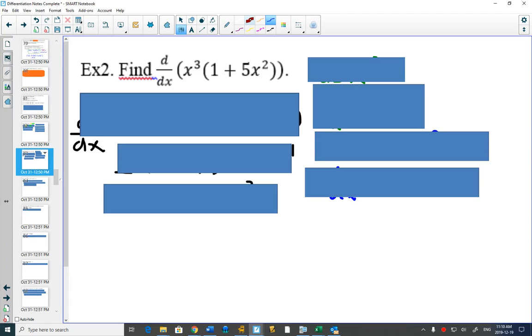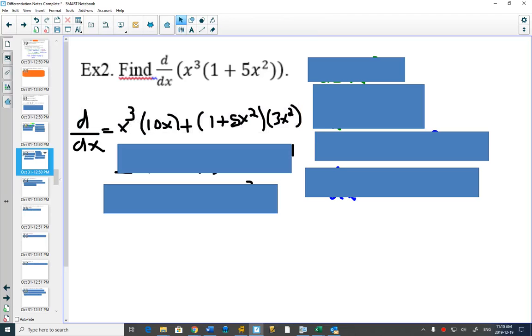I don't know if we've seen this notation yet, the d over dx of something. This means find the derivative of that. So the derivative would equal, again, if I color code things, I have my first function multiplied by my second function. Keep my first function the same, multiply by the derivative of the second function. Then keep the second function the same, multiply by the derivative of the first function.